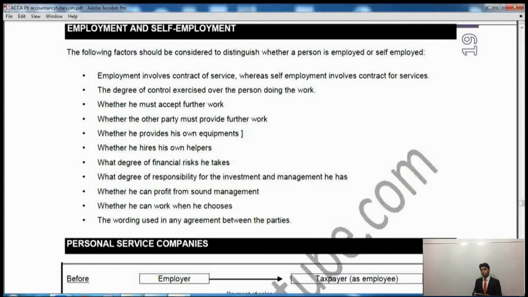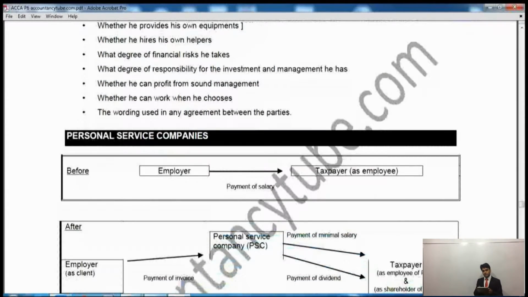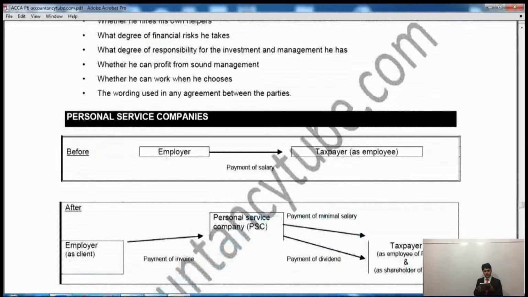So my boss is going to say you can go out of the AccountancyTube studio, because these lectures aren't of any help after March. So I must do this when my boss says that. So I can't do it on my own time. So it indicates that I am employed.